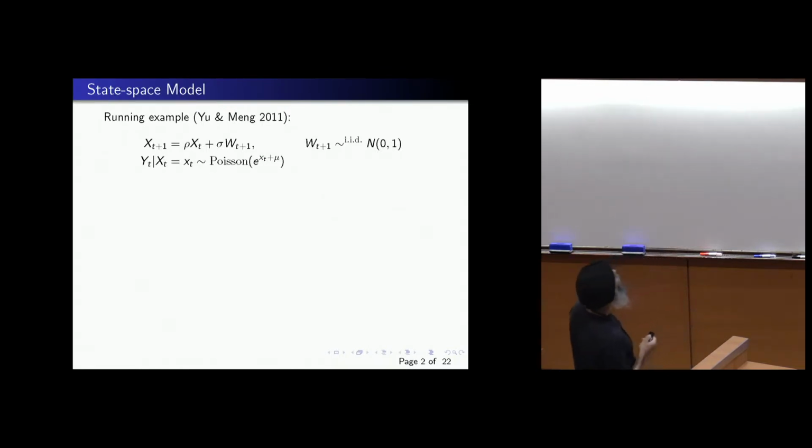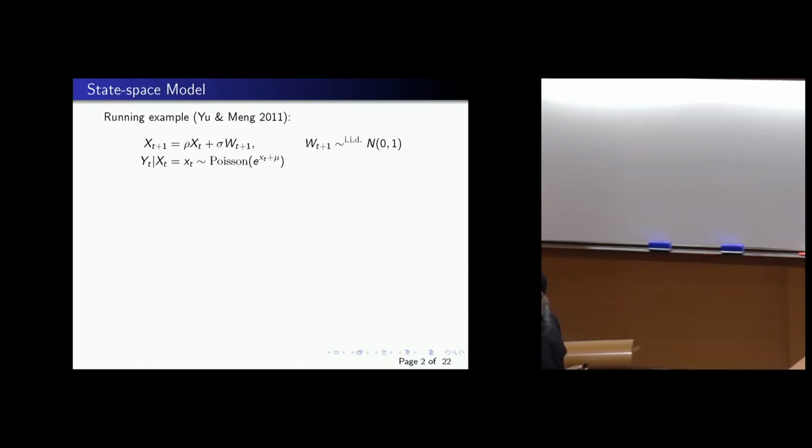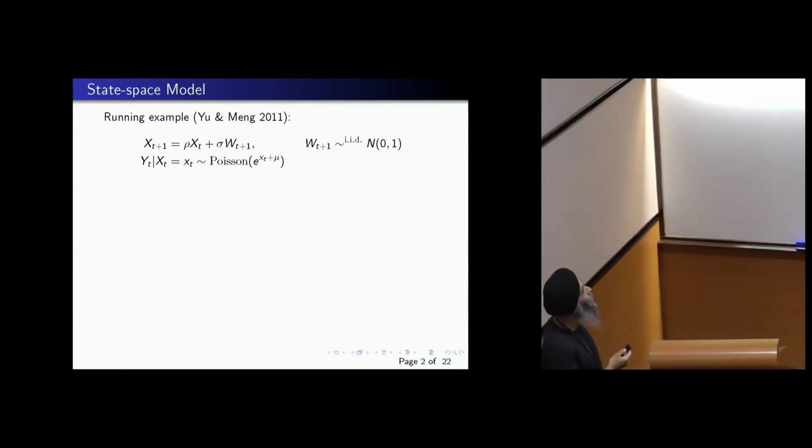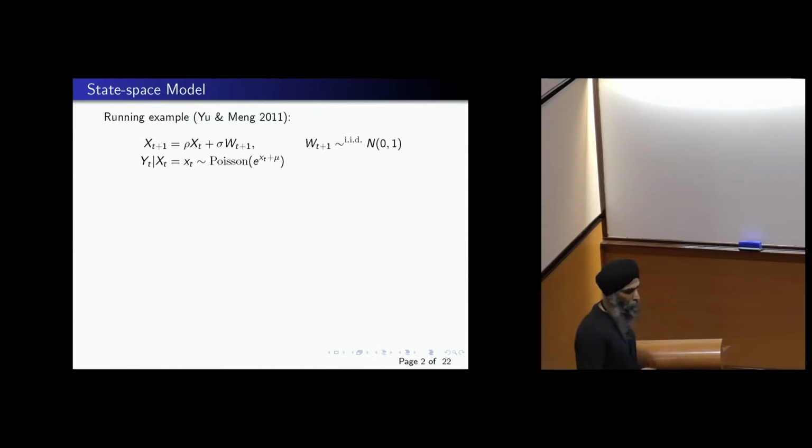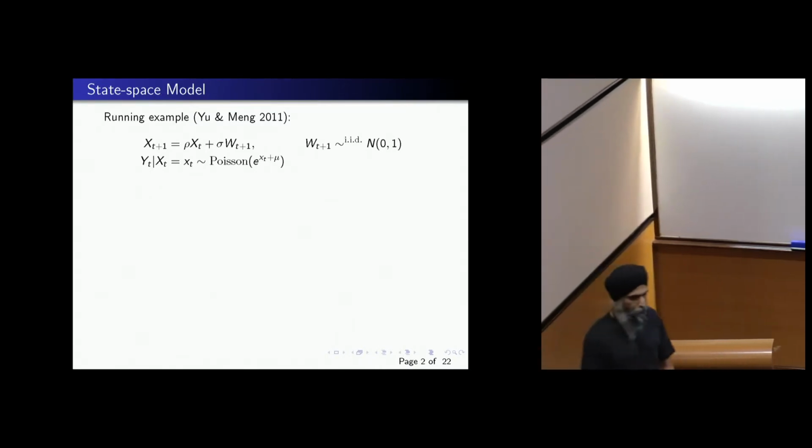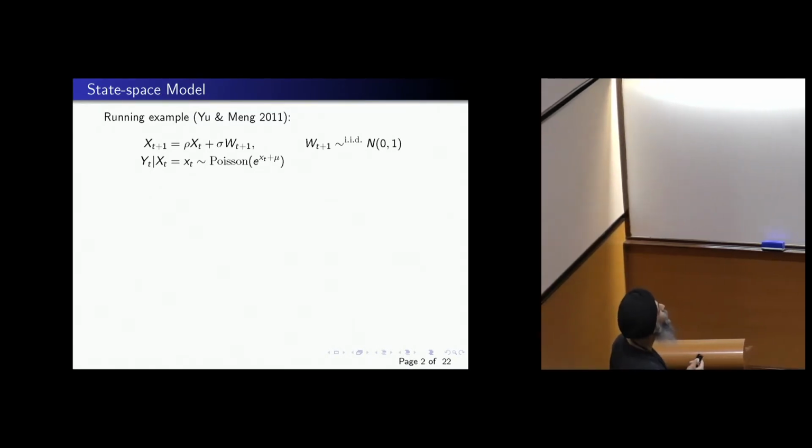Okay, so let's move on. This is the best angle for me to stand so that I can see the board. Here's a running example. I'll be dealing with a state space model. This is an example from You and Ming, 2011, but actually it's just a numerical example which I took from an earlier paper with Nicolas Chopin.